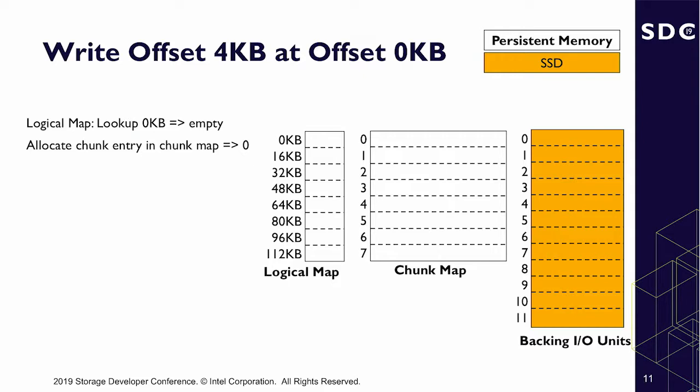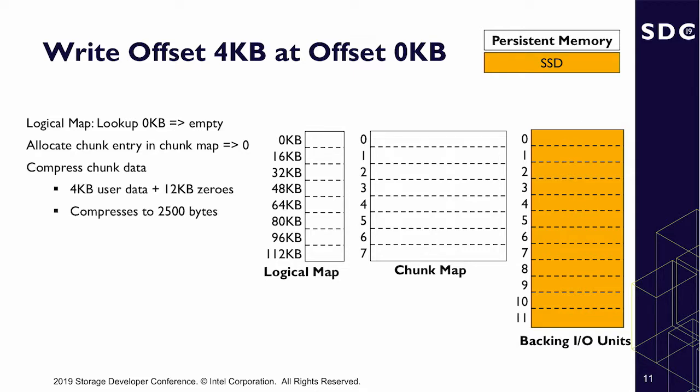The first thing we do is we keep a bitmap in memory of the chunk maps and which ones are used and which ones are allocated. So first we're going to allocate an empty chunk map, entry 0. Then we're going to compress the data. I'm going to call out to Paul's module and say, I want you to compress this 4K of data with 12K of zeros, because we're only writing 4K out of the 16K chunk. And let's assume this compresses down to 2,500 bytes.